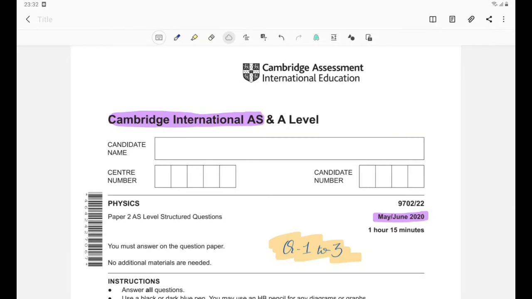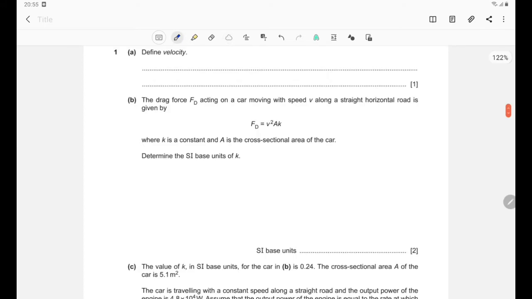Cambridge International AS Physics May-June 2020 Paper 22 Solutions for Question 1 to 3. Question 1. Define velocity. Since it is a 1 mark question, you can write the word equation of velocity. That is, velocity is equal to change in displacement over time. Or as a sentence you can write down, velocity is the rate of change of displacement.